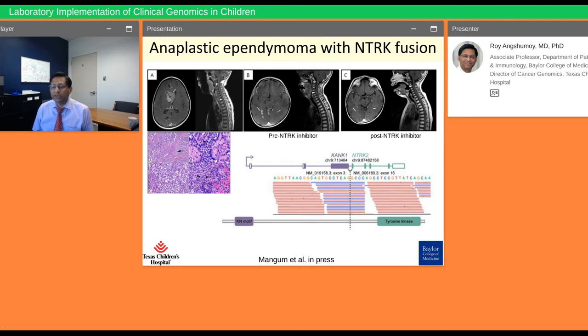First of all, the fusion itself is very rare, described only once or twice. This particular fusion, NTRK2, has never been described in ependymoma.